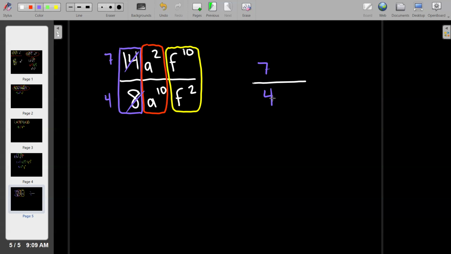About 12, 15 minutes ago, we talked about the red property. What do I do when there's a power and a similar power on bottom? Subtract, right? And so if I take the top exponent and I do minus the bottom exponent, I'm sorry, I say this all the time.